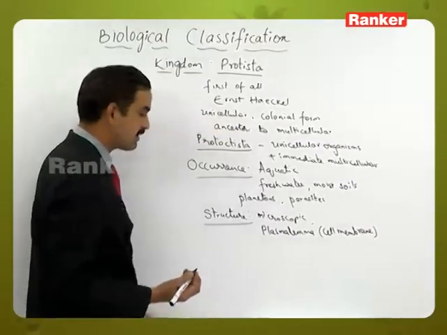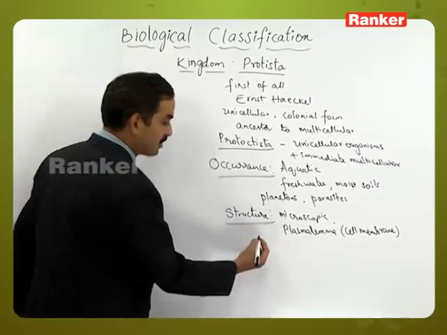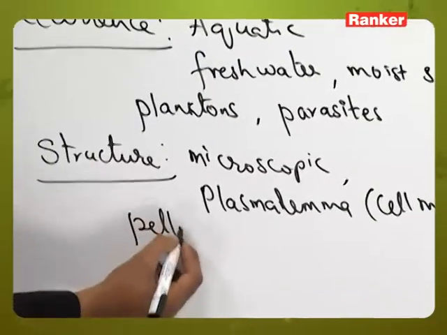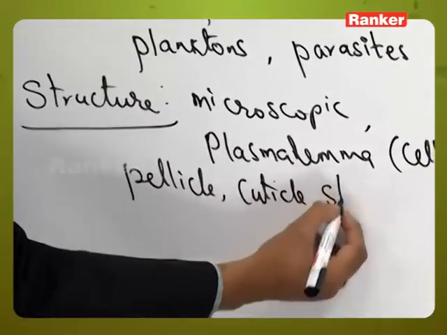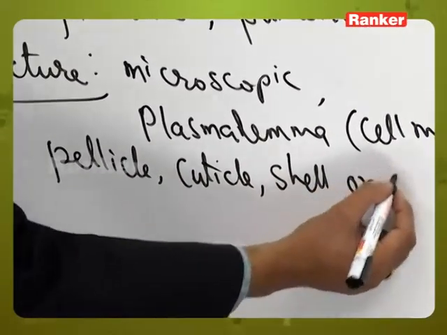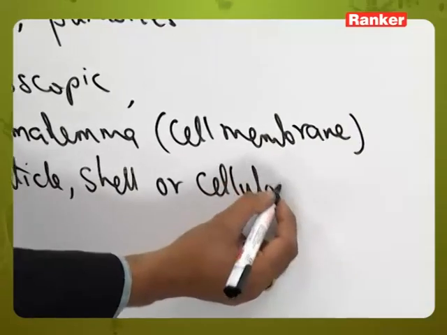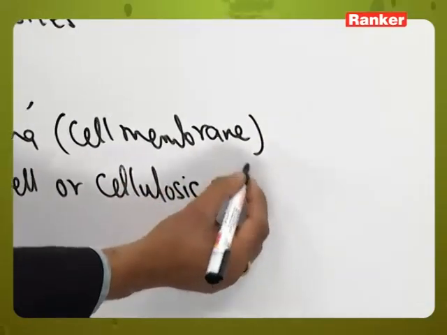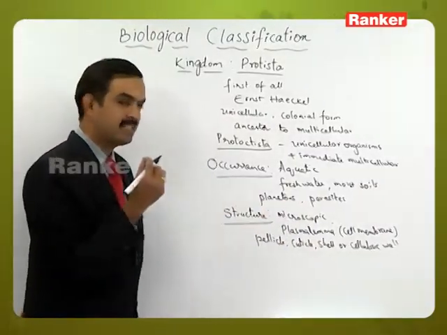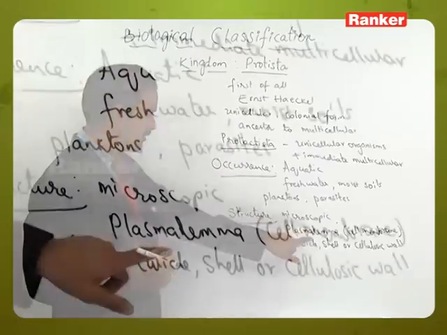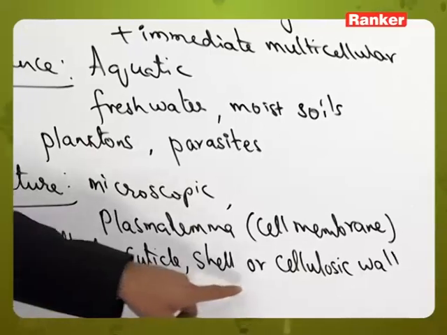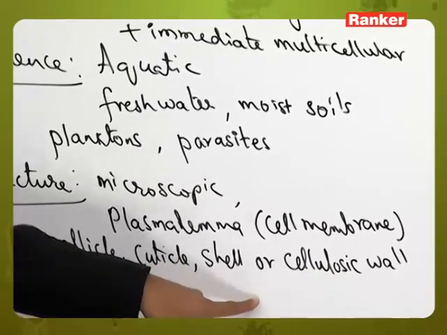But some members have other structures like pellicle, cuticle, shell or cellulosic wall also. That means there is no clear demarcation of the structural characters related to the Protista. Why? Because there is a lot of diversity in the structure of the protistan members.